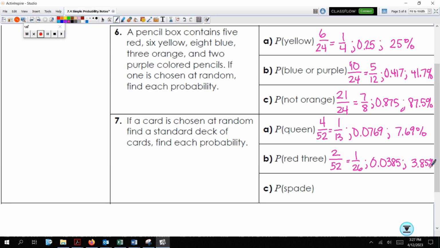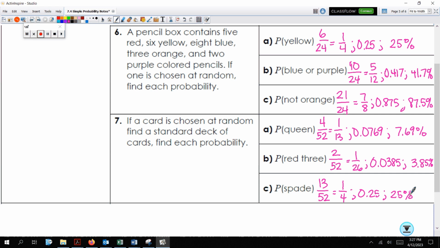All right, the probability it is a spade. Well, a spade is 1 suit of cards, right? So there are 4 different suits in a deck of cards. There are 13 total cards in each suit, so there are 13 spades out of an entire deck of cards. So that would be 1/4, giving us 0.25 or 25%.